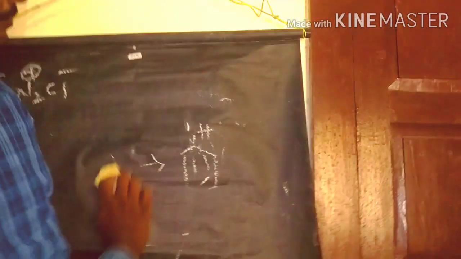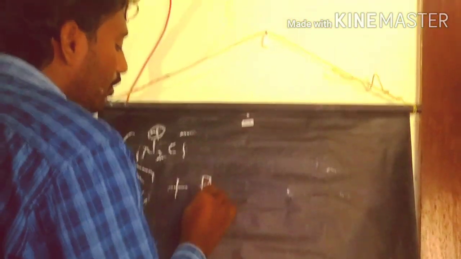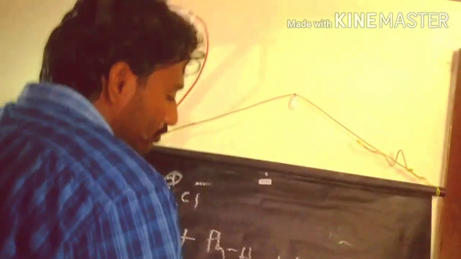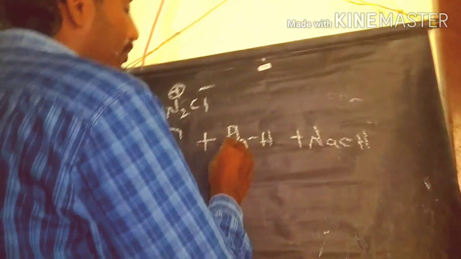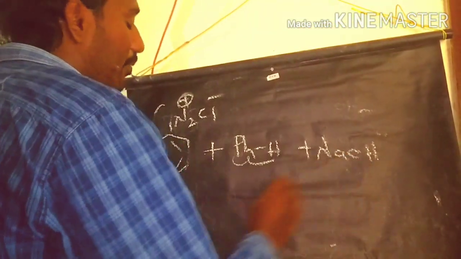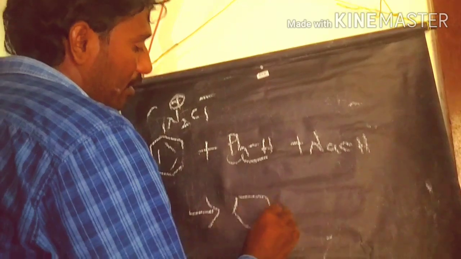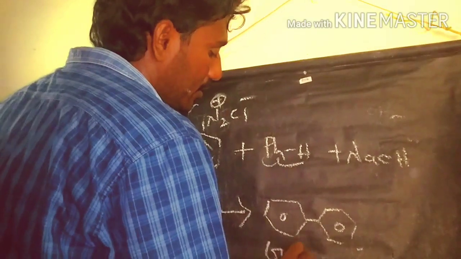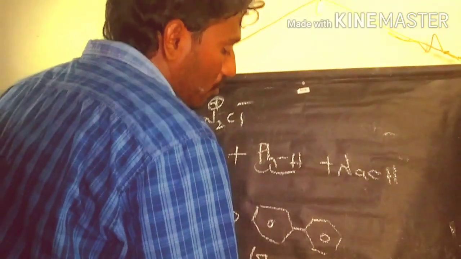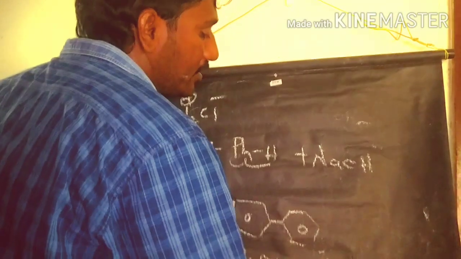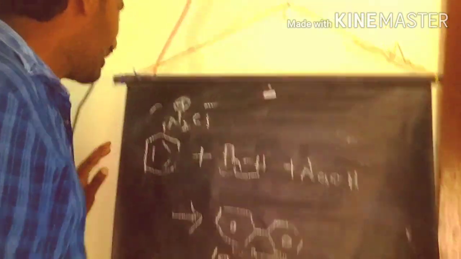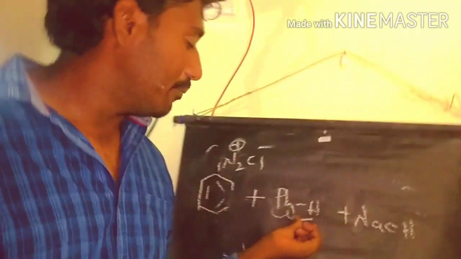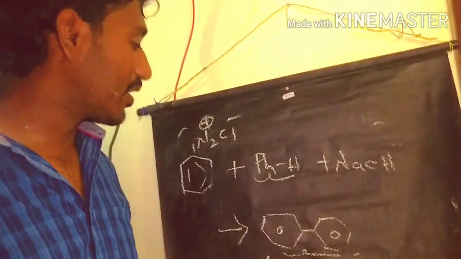If the aryl diazonium salt reacts with benzene in the presence of a base, like the strong base sodium hydroxide, what is happening? We are getting biphenyl as the product. This reaction we call the Gomberg reaction, a coupling reaction. So this is the biphenyl. The aryl diazonium salt reacts with benzene in the presence of a base like sodium hydroxide to produce biphenyl.